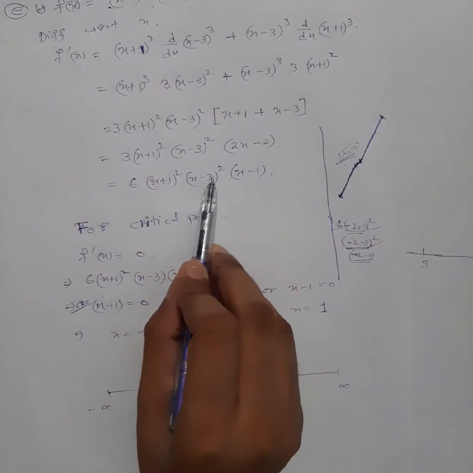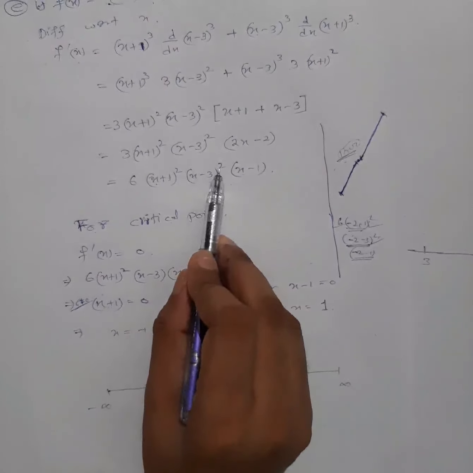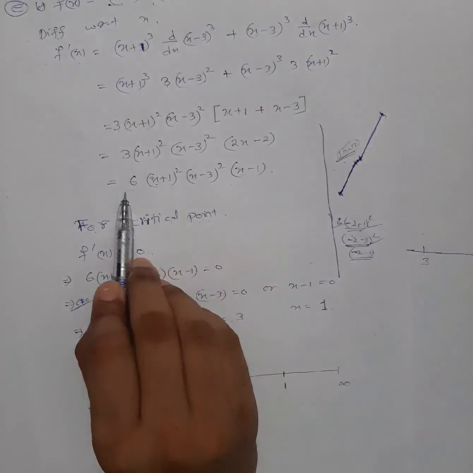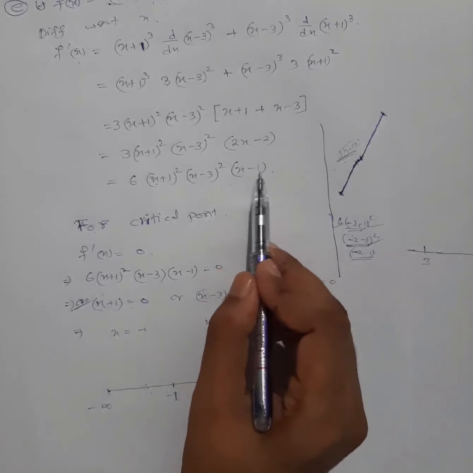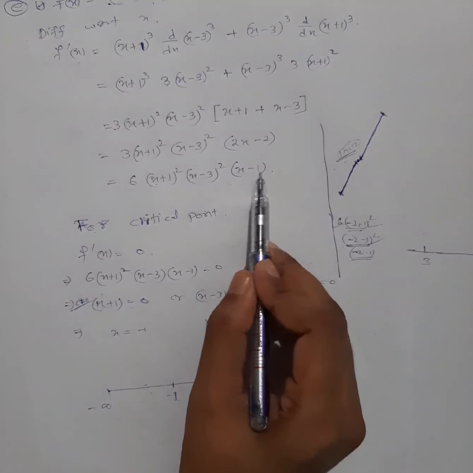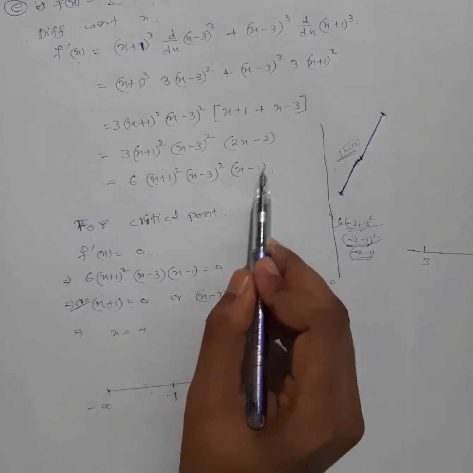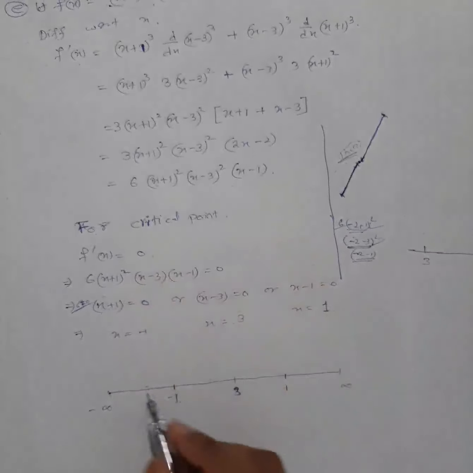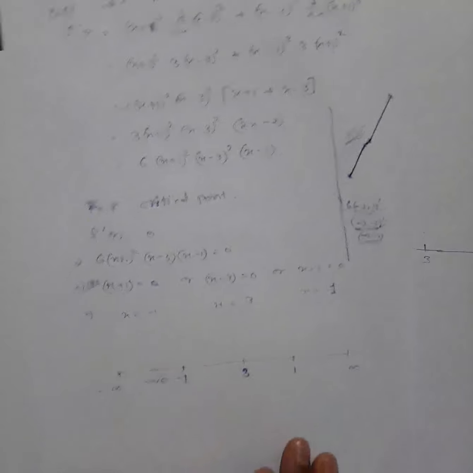Whatever negative value you put here, you will get negative, and the square will make it positive. Here also the square will. So this term, this term, this term will be positive. Now it depends only on this. If I put -2 here, I will get -3, so it will become negative. Negative into any positive number will be negative, as a whole it will be negative.